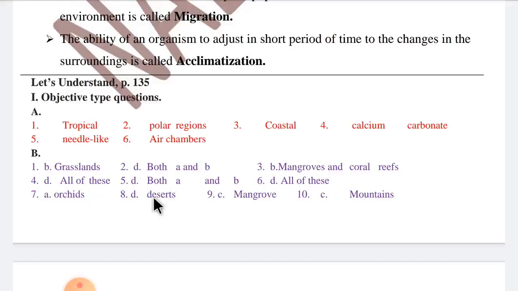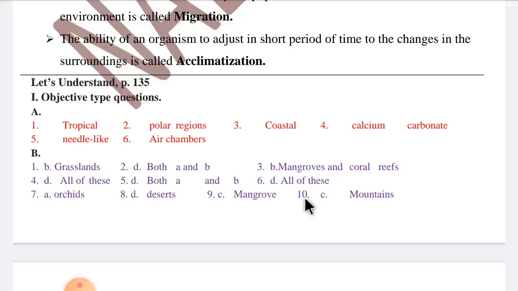Let's see the next one. Eighth MCQ: in which of the following regions would you find rattlesnake and kangaroo rats? The correct answer is D, desert. Let's see the ninth one: which habitat is the Sundarban Delta an example of? The correct answer is C, mangrove.